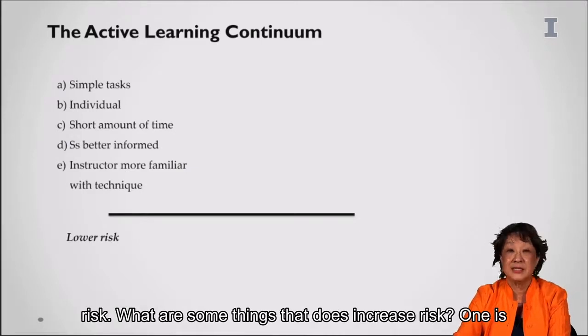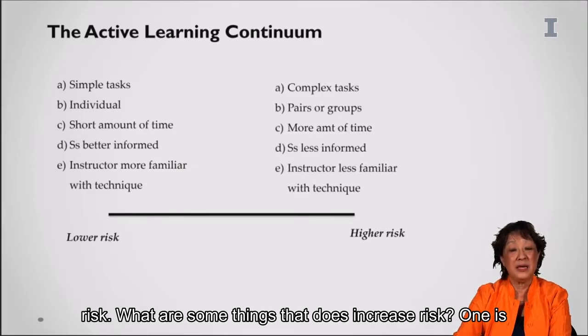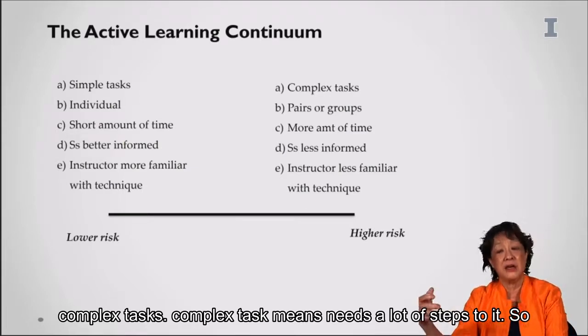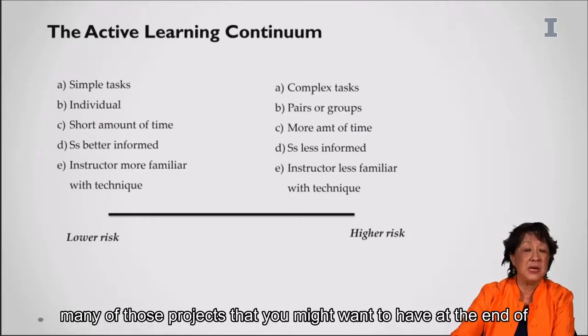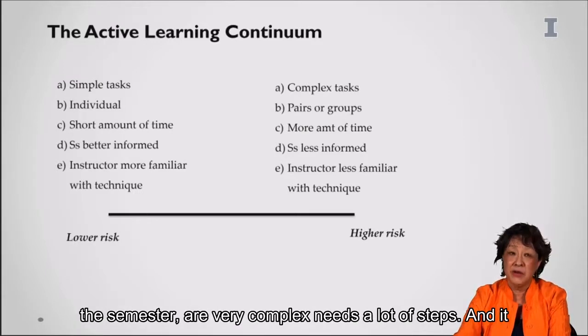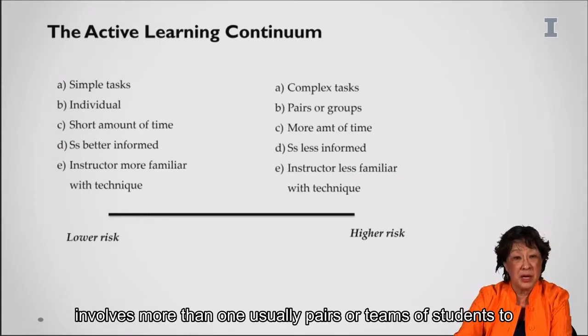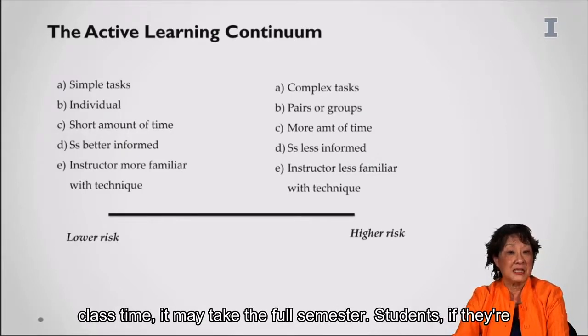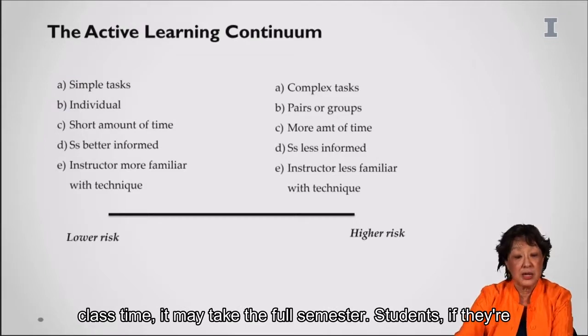What are some things that increase risk? One is complex tasks. Complex tasks need a lot of steps. So many of those projects that you might want to have at the end of the semester are very complex, need a lot of steps, and usually involve pairs or teams of students working together. It takes lots more time. It doesn't take just class time. It may take the full semester.